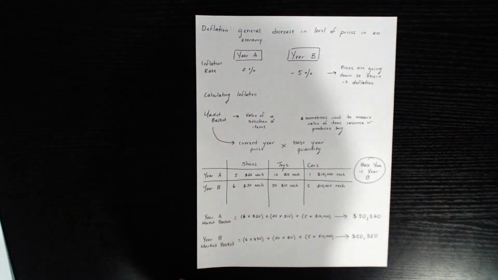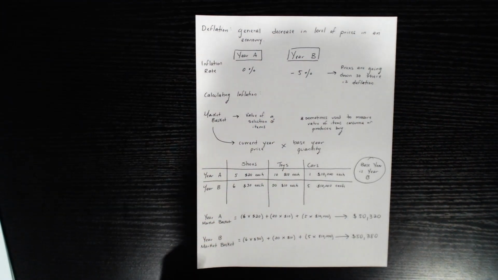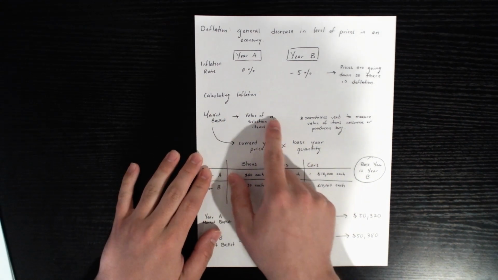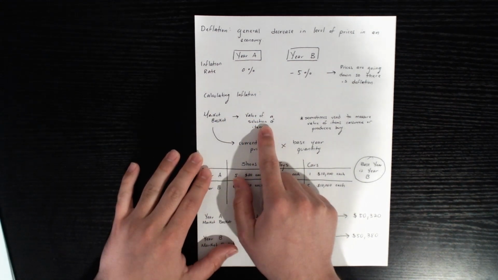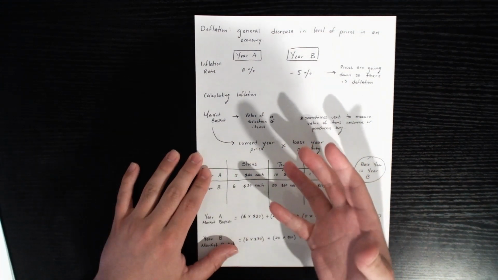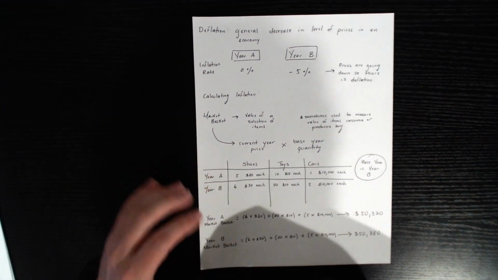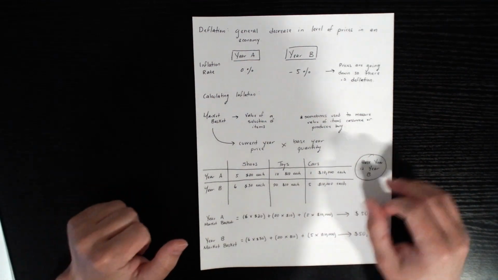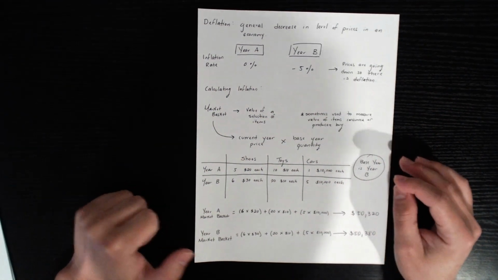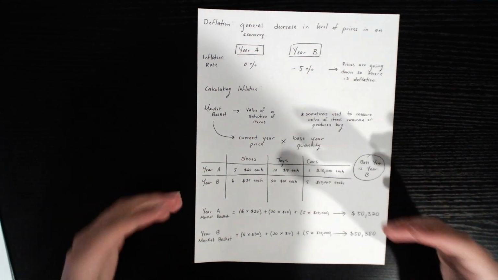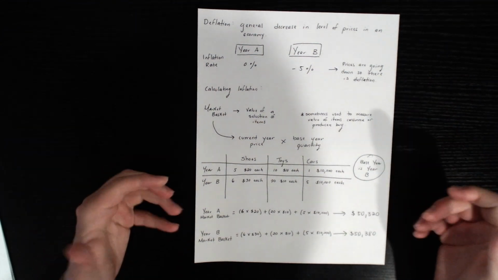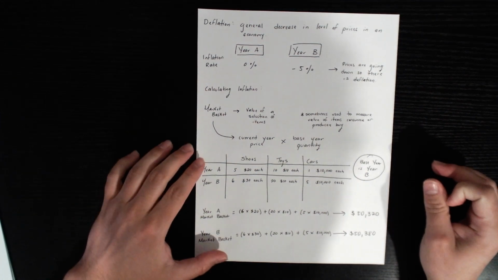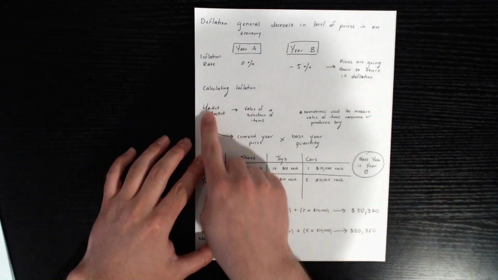How do we calculate inflation? First, we've got to look at a market basket. A market basket is the value of a selection of items. Normally, we use the consumer basket to calculate the value of the items normally bought by consumers. Or there are also other baskets, like the producer basket, which tracks the value of items bought by producers. Regardless, a market basket is always going to be like this.